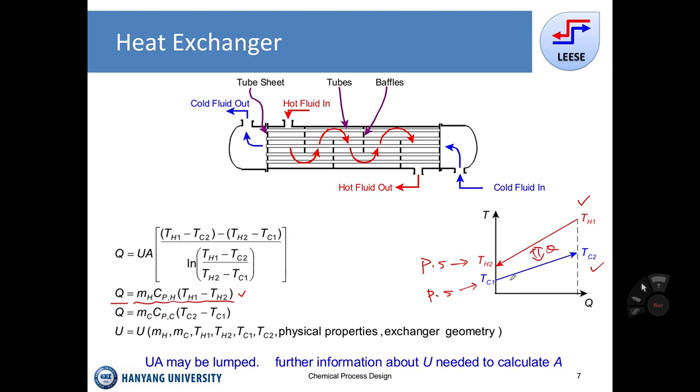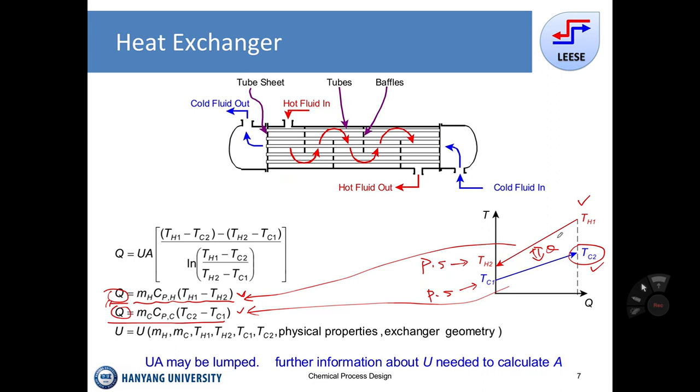For the blue one, the heat that should be added in order to increase the temperature from TC1 to TC2 is given by this expression. This is based on a stream-by-stream calculation. So the amount of Q is going to be the same as the amount of Q from the cold stream. This expression, m Cp delta T, is based on a single stream's temperature change.